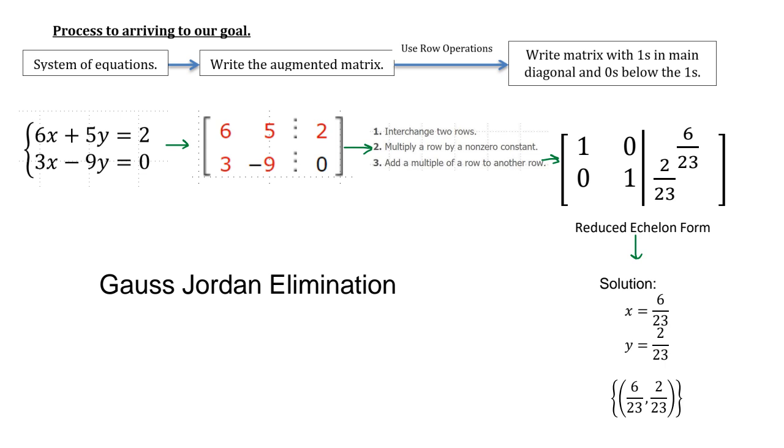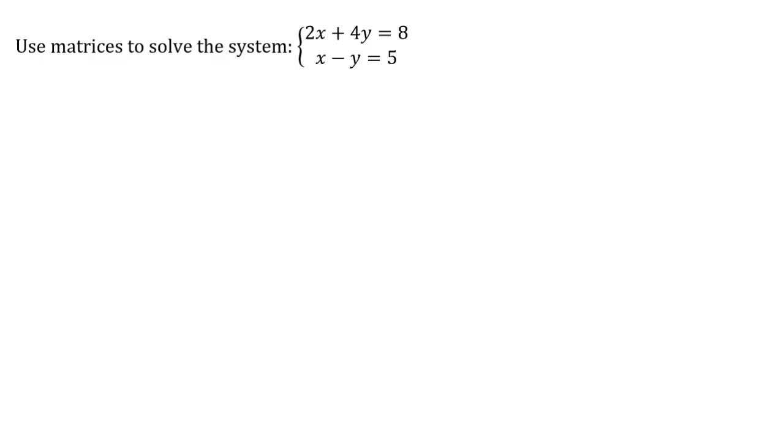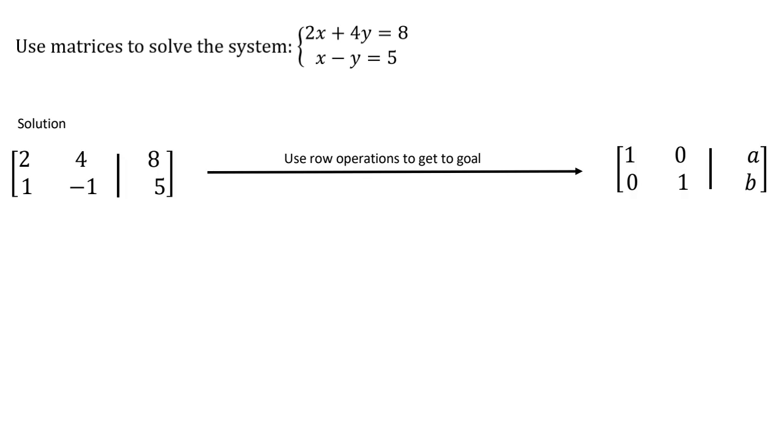Let's practice. Let's go ahead and solve this system of equations, but let's do it using matrices. My first step is to convert this linear system into its augmented matrix form. Again, I need to have brackets. The left side is just the coefficients of the x and y. Since I only have two variables, I should only have two columns. So we have 2, 4 equals 8. Second row, 1, -1 equals 5.